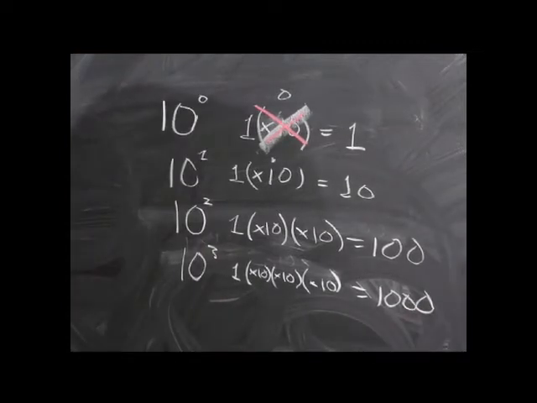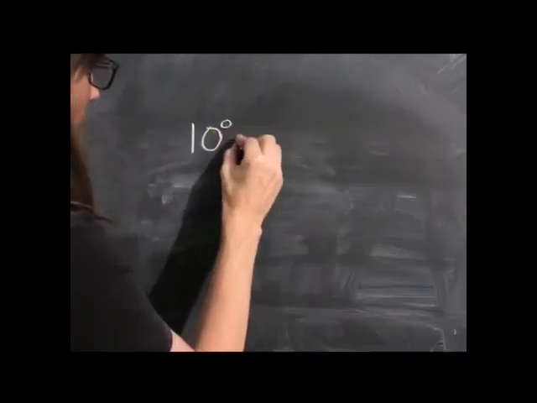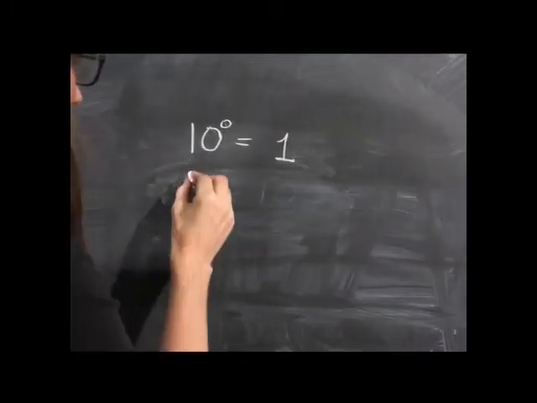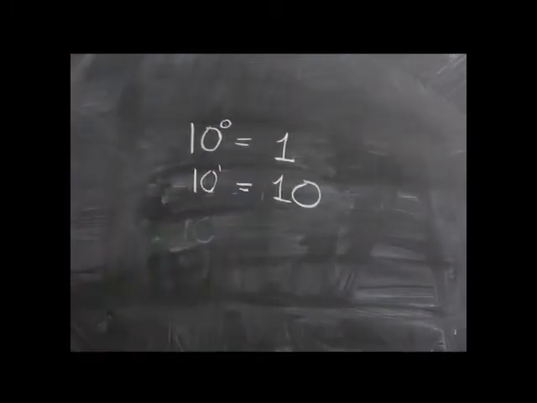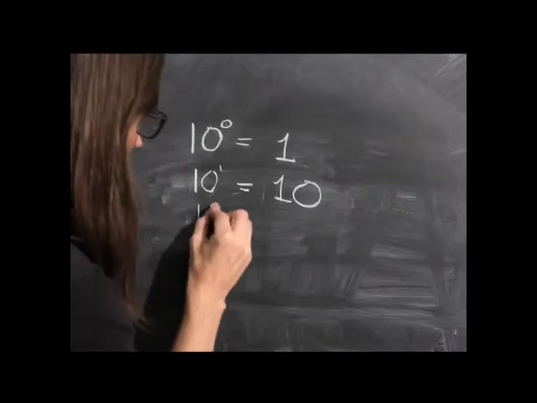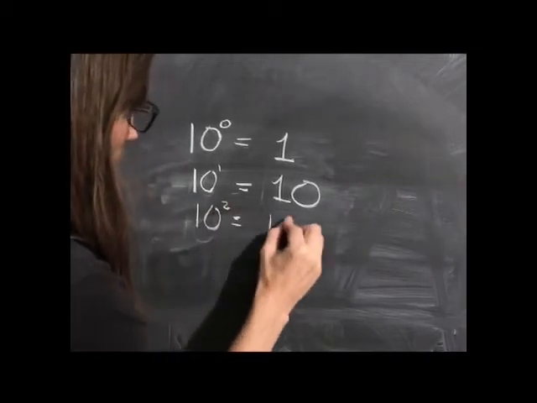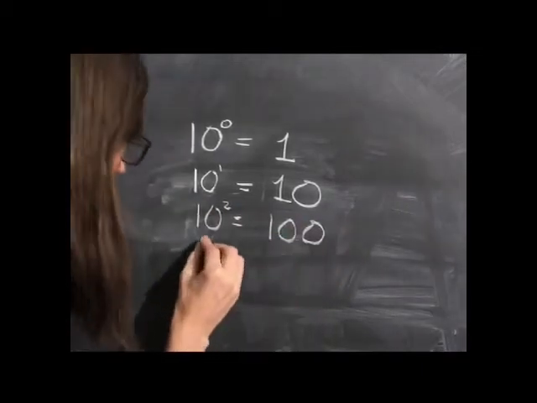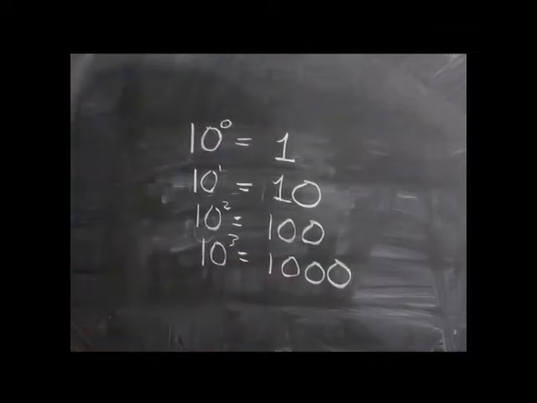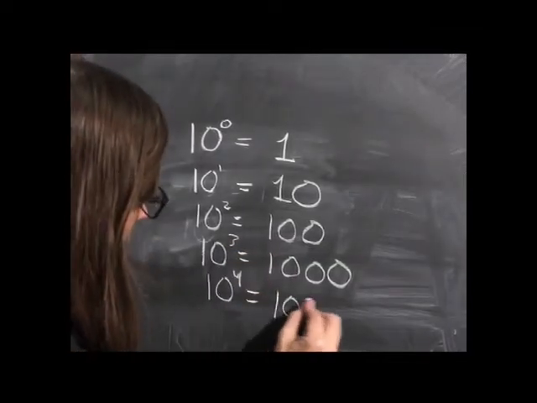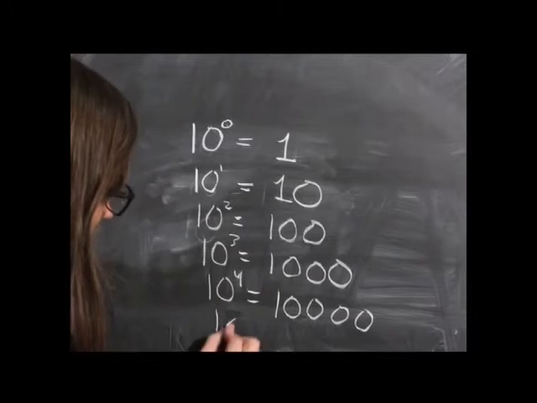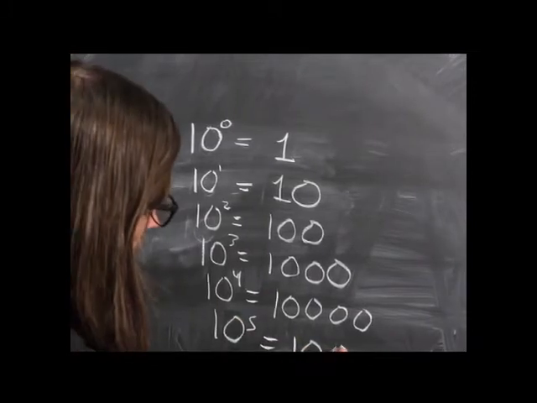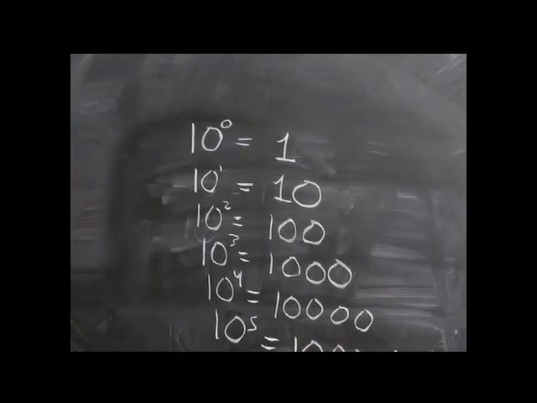I think by now you might be noticing a pattern. 10 to the 0 is a 1 with no zeros. 10 to the 1 is 10, 1 with 1 zero. 10 to the 2 is 100, 1 with 2 zeros. 10 to the 3, 1,000. 10 to the 4, 1 followed by 4 zeros, 10,000. 10 to the 5, 1 followed by 1, 2, 3, 4, 5 zeros, 100,000.